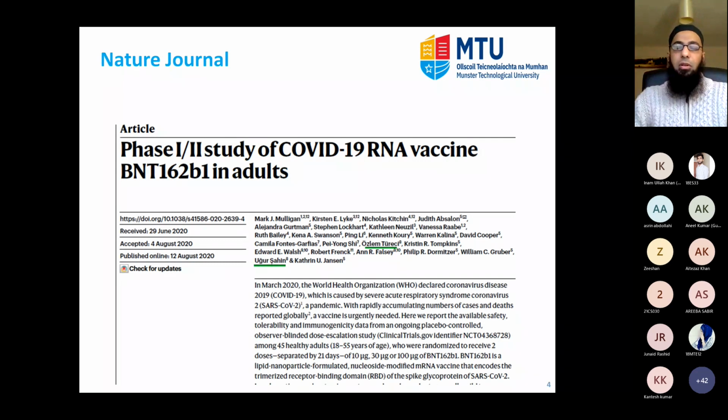This is the screenshot of the Nature journal article about the Pfizer-BioNTech vaccine. As you can see, Ugur Sahin is also there. There are a lot of authors in this article, researchers, scientists, and in this article you can understand and read how they came up with the Pfizer-BioNTech vaccine, where they conducted experiments, what their sample size was, and how they concluded that this vaccine is effective in curing the coronavirus.